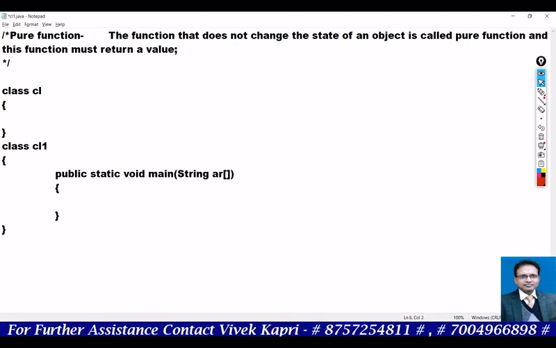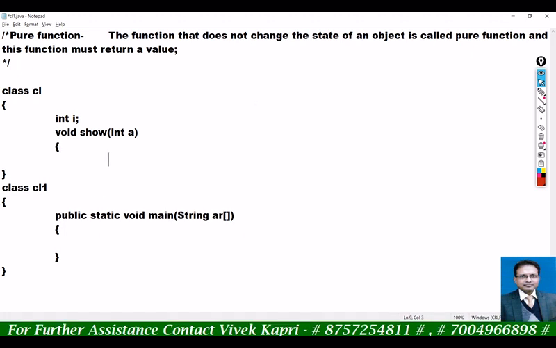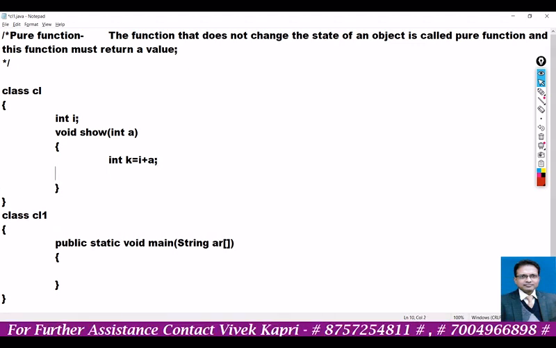First of all, here I am declaring a variable int I and int show, int a. Suppose we have to make a change, so we'll declare another variable int k equal to I plus a, and as this value must be returned, we'll return the value k because it must be used in another function. Here cl obj equal to new cl.